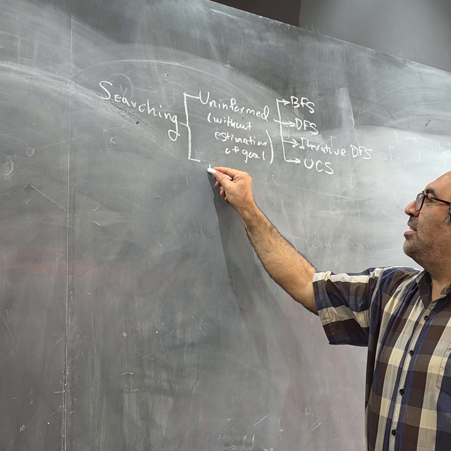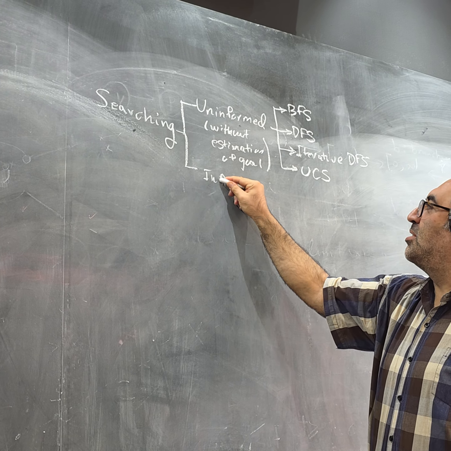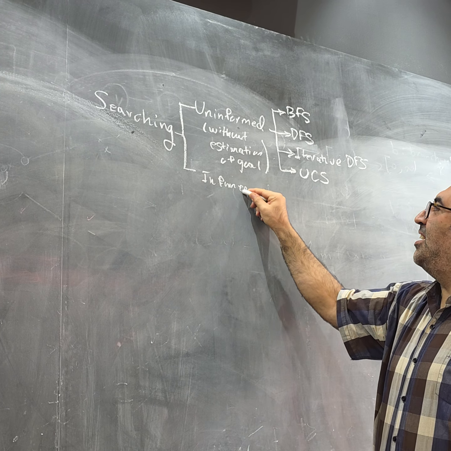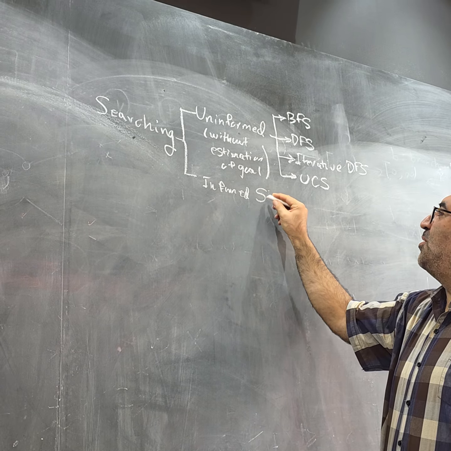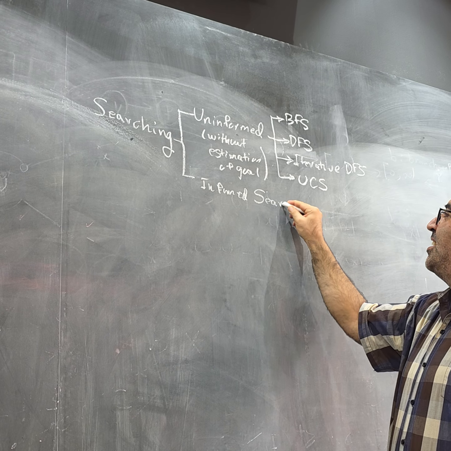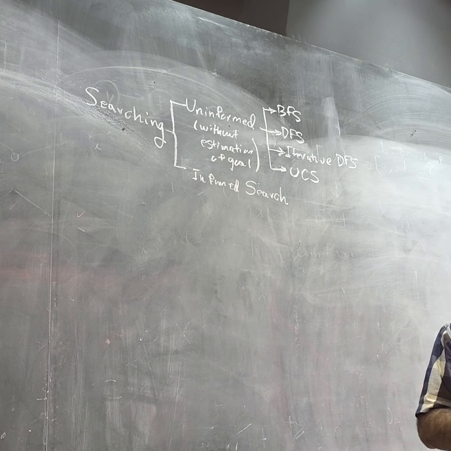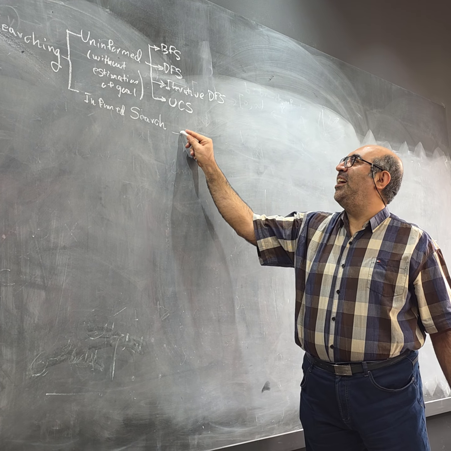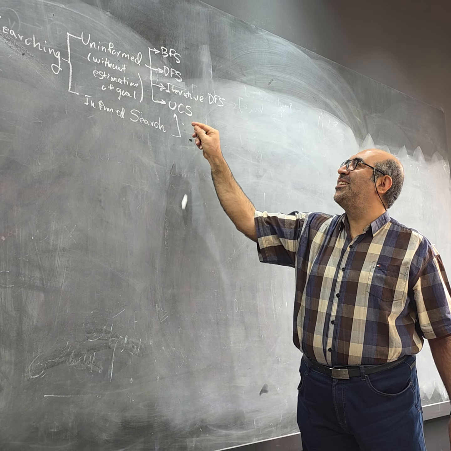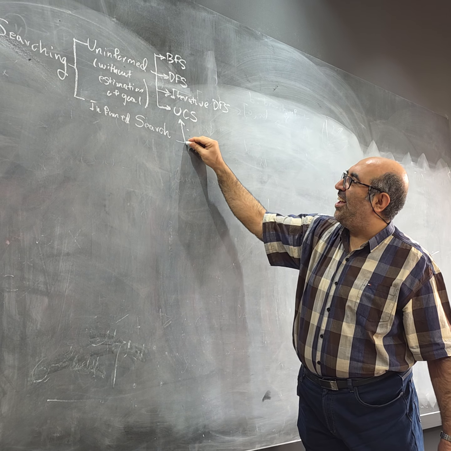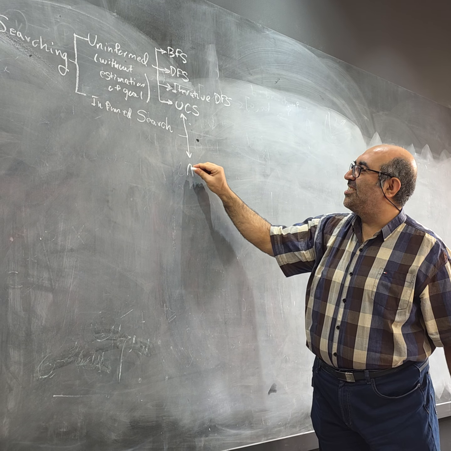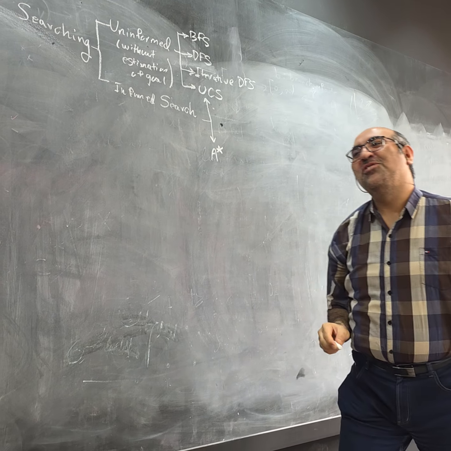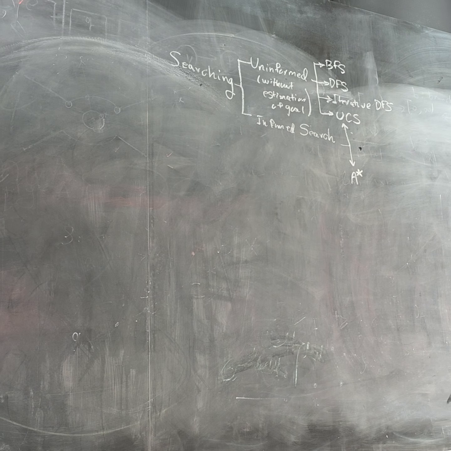The second one is informed search. We divide informed search into two parts. Again, UCS and A*.